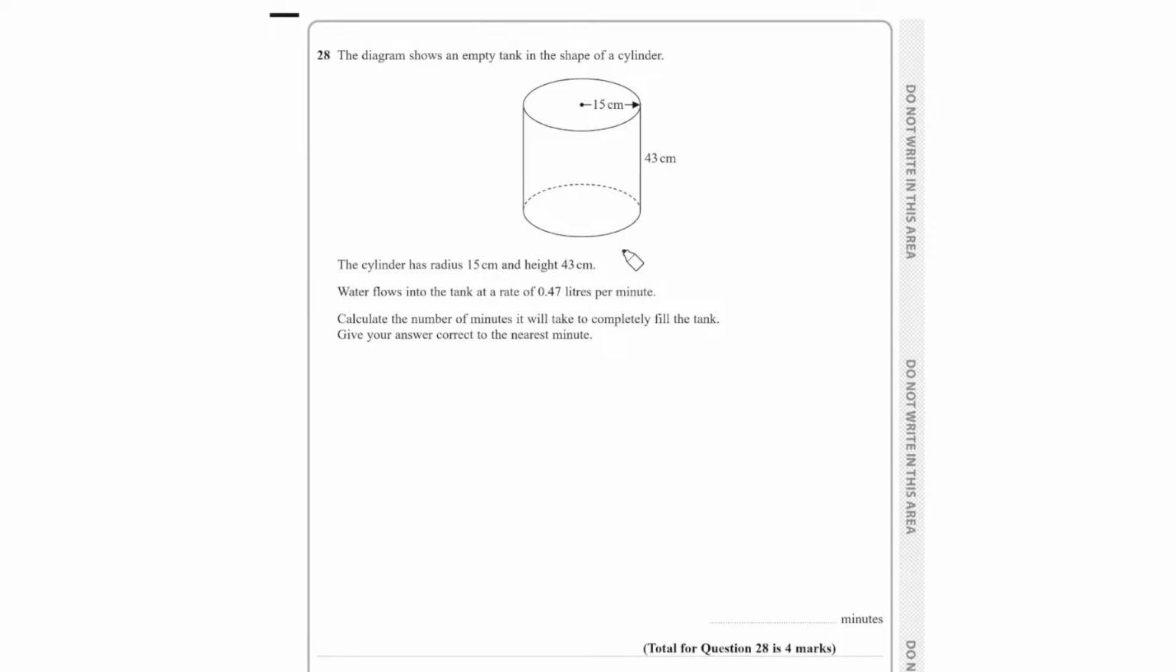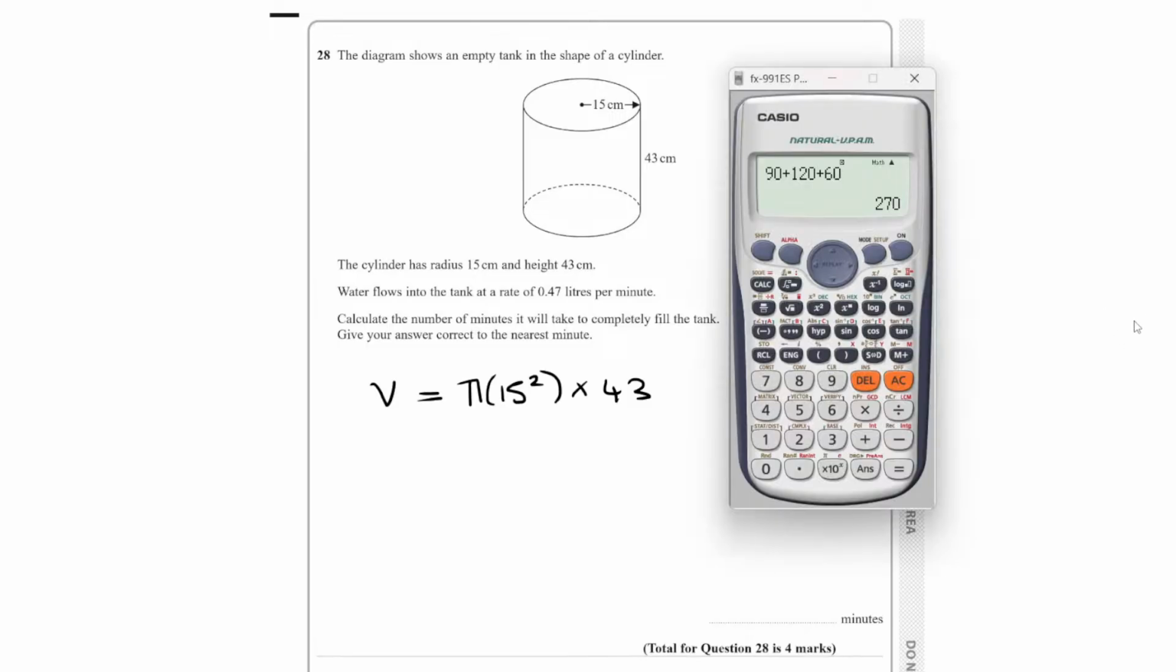Alright, so we need to know the volume, don't we? Because we're talking about capacity. We need to know the volume of the cylinder. So the volume of a cylinder is the area of the circle, so pi times the radius squared, 15 squared, times by, in this case, the height, 43. So obviously put that in your calculator. Pi times 15 squared times 43 is 9,675 pi. You can leave it like that.